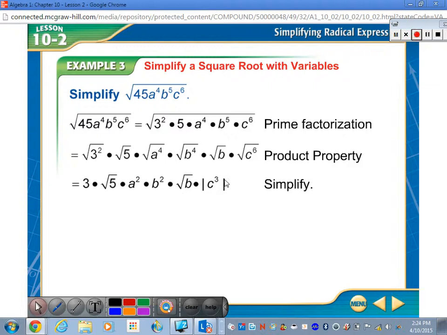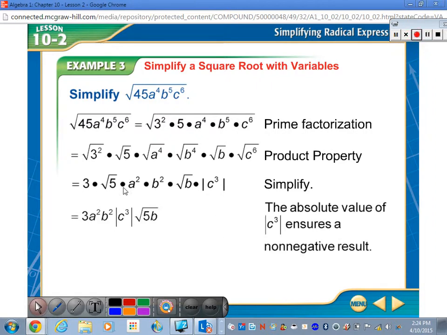So now everything that we pulled out is going to go out in front, and then we're going to combine the two that are still underneath the radical. Okay, so here's our 3, our a squared, our b squared, our c to the 3rd. And then underneath is 5b because you just multiplied those two back out. So let's do the next one.